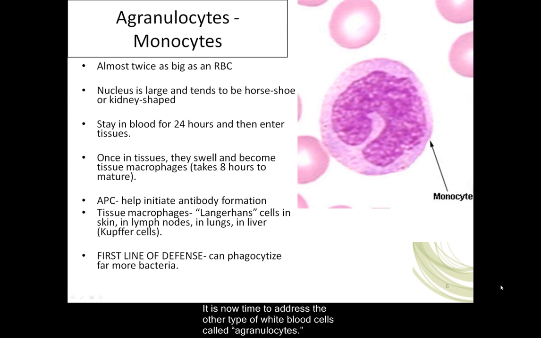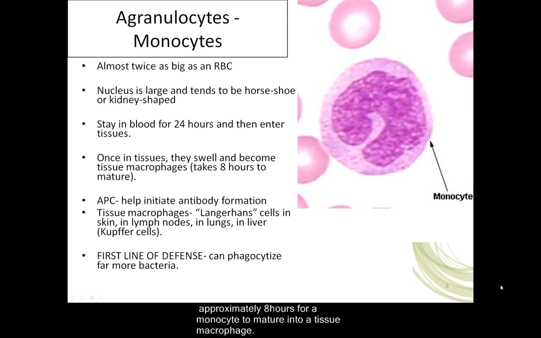It is now time to address the other type of white blood cells called agranulocytes. Our first example is a monocyte, shown here. Monocytes are agranulocytes because when stained and looked at under a microscope, they lack granules in their cytoplasm. Monocytes have a U-shaped nucleus, and they stay in the bloodstream for about 24 hours. After this time, they enter the connective tissue all over the body and swell up to a much larger size to become a mature tissue macrophage.